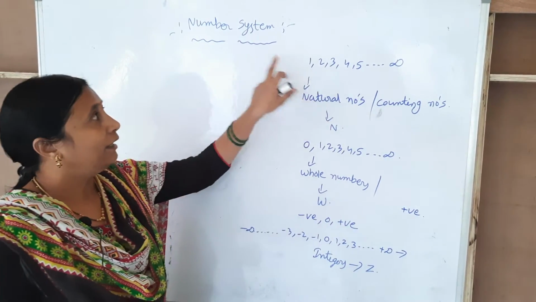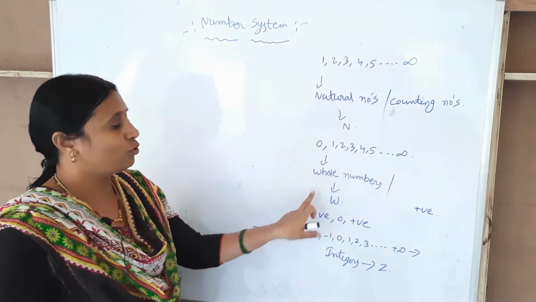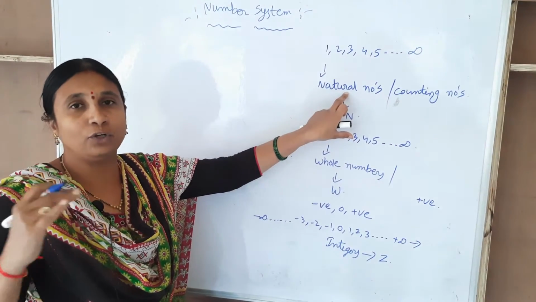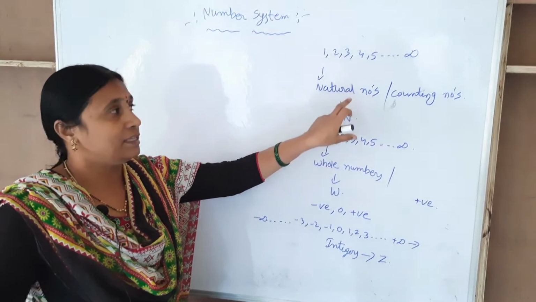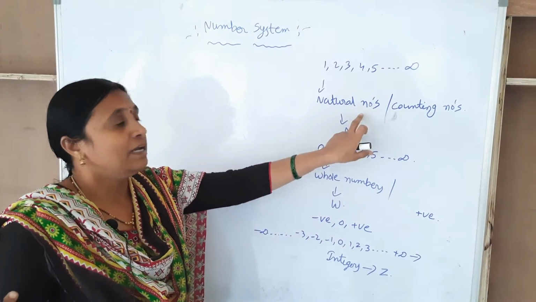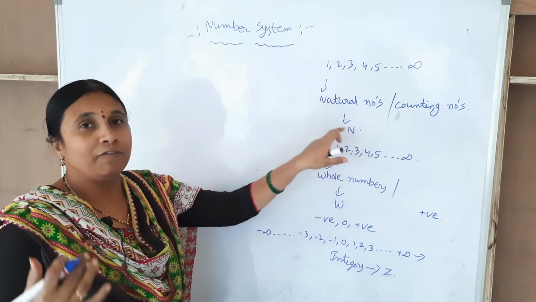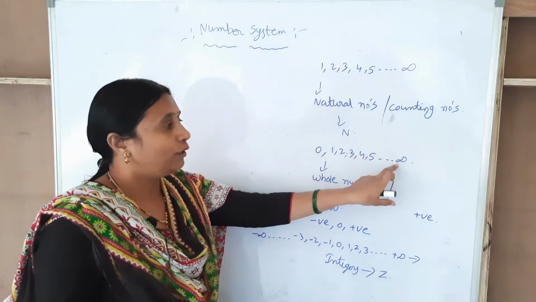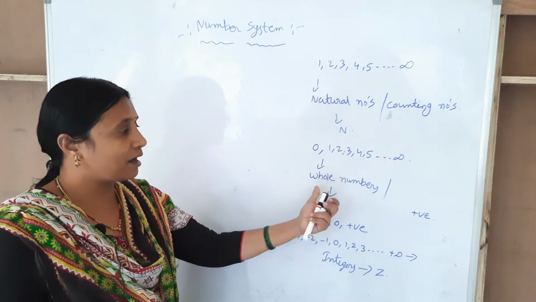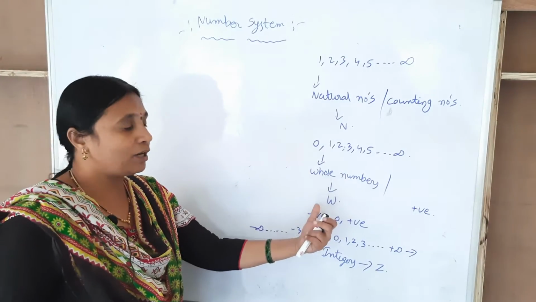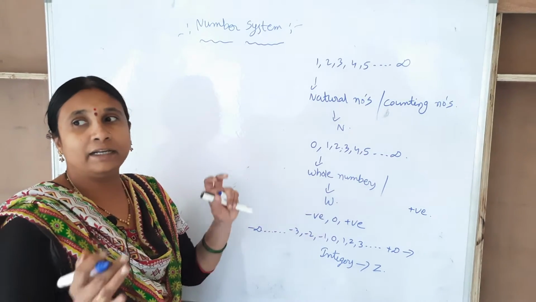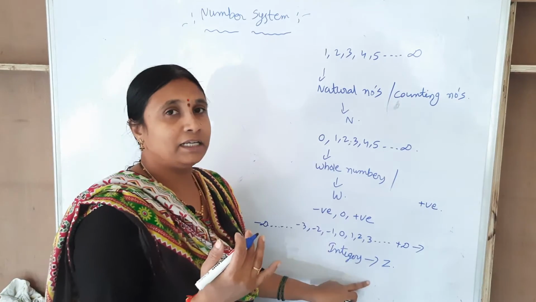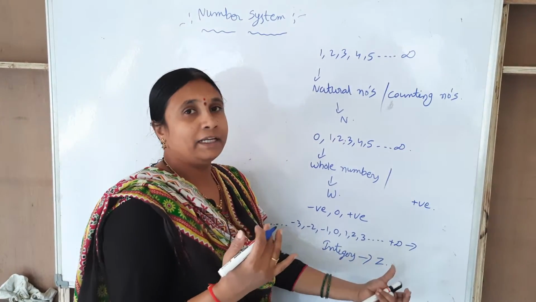Here the number system contains the natural numbers, whole numbers and integers. The natural numbers means natural counting numbers 1, 2, 3, 4, 5, and so on, infinity. This is represented by capital N. If we add 0 to the natural numbers, these numbers are called the whole numbers. This is denoted by capital W. If we add negative numbers to the whole numbers, then those numbers are called the integers. The integers are represented by capital Z.